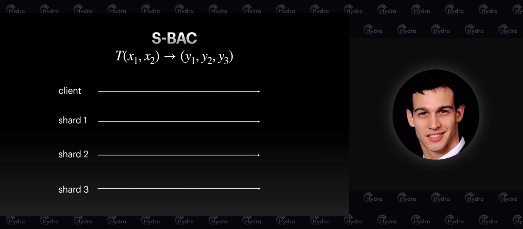So here is how S-BAC would work. That's one of the ways to achieve it, one of the proposed ways. So we have the transaction, the one as before, and I see here, through time, the actions of the client and of every shard. So first thing that would happen is the client would broadcast the transaction to the input shards. That's, as S-BAC says, only to the input shards that are concerned about the transaction, namely the input shards that handle either X1 or X2.